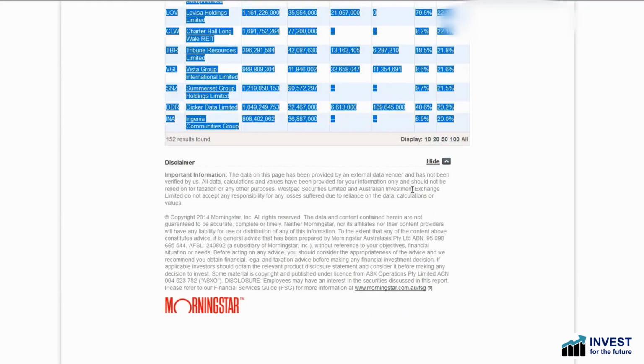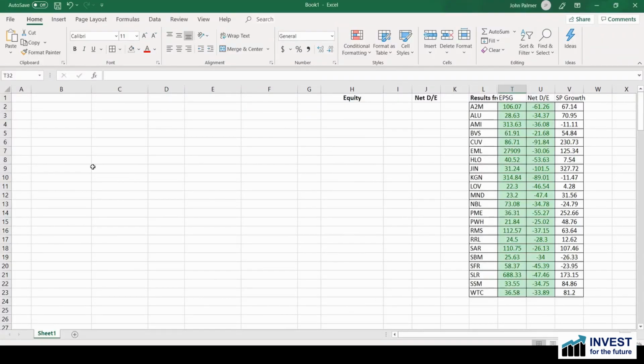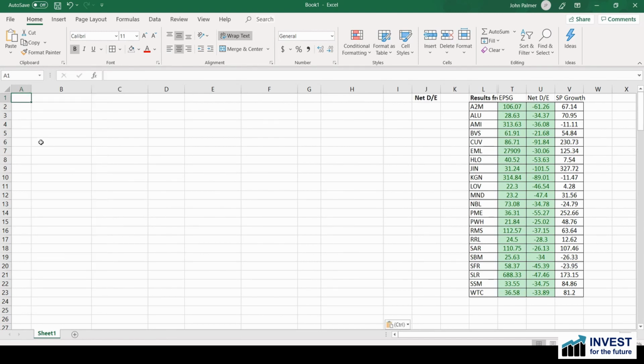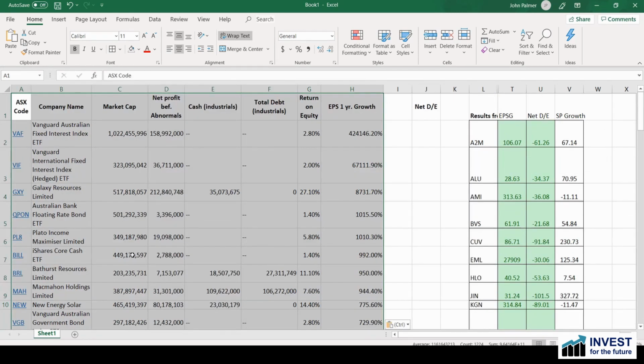There we go. So Control C to copy that. Then we're going to come over to Excel. And I've already got this set up with some other information I'll talk about in a minute. And then I'm going to paste that into this particular spot here. Paste that option in there, and there we are. We're ready to go and have a bit of a look at this.